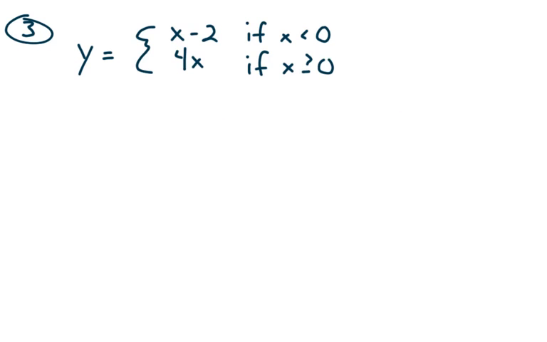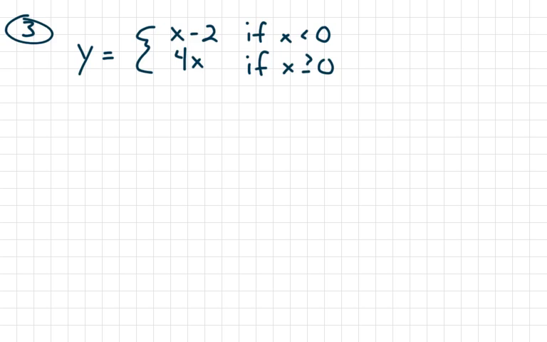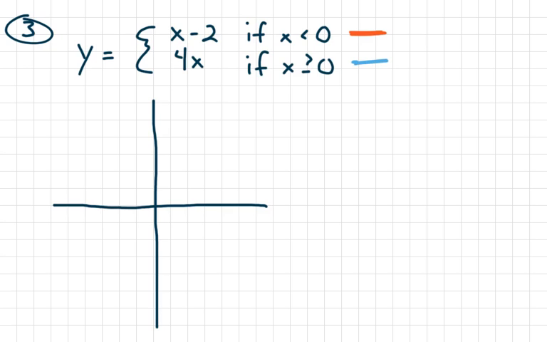Let's try a third one here. y equals x minus 2 if x is less than 0, and 4x if x is greater than or equal to 0. Once again, I'm going to bring in graph paper, bring in my x and y axis, and let's go ahead and graph. I'm going to do the top one in red, the bottom one in blue.